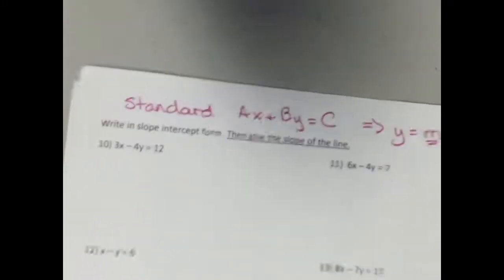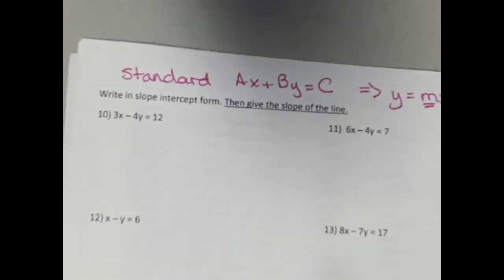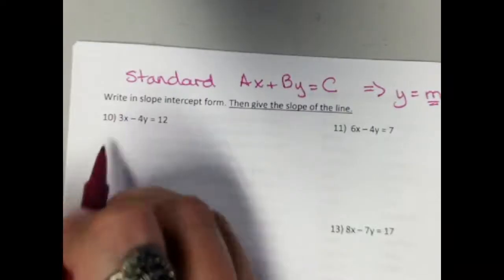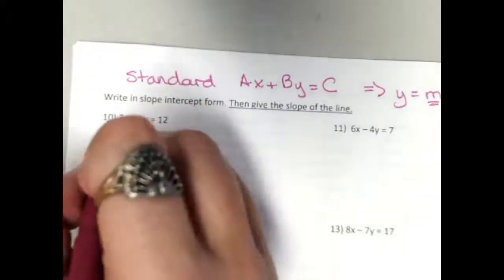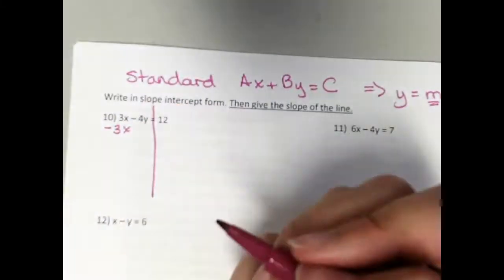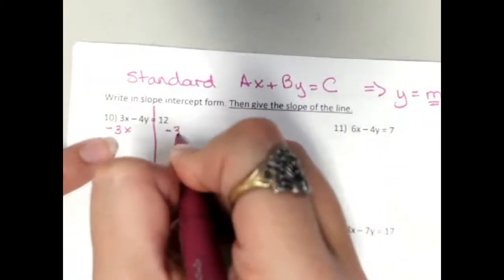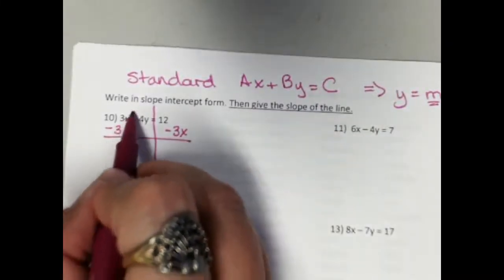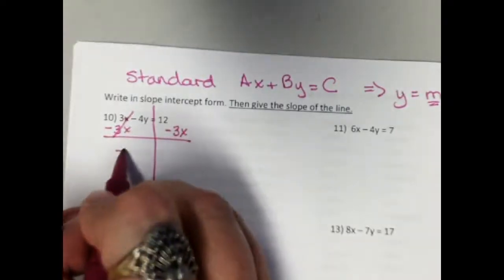So our goal here is to get the y by itself, and we're going to do it the same way every time. First, you take whatever the x term is, in this case it's 3x, and you add the opposite. So 3x, the opposite of that is negative 3x. And I want you to put a line where the equal sign is, just like we did before, and we're going to subtract the 3x on this side and on this side. Now over here on this side, 3x minus 3x cancels out. I have left here negative 4y.